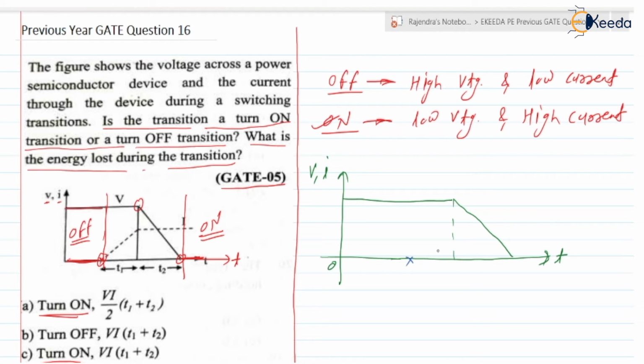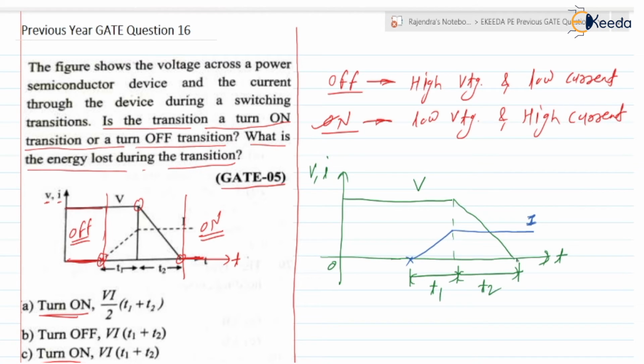Next, for the current, it starts increasing and after that it reaches the steady value. The steady value of the current is I, and the initial voltage value is V. From here to here they have indicated T1, and from here to here they have indicated T2.